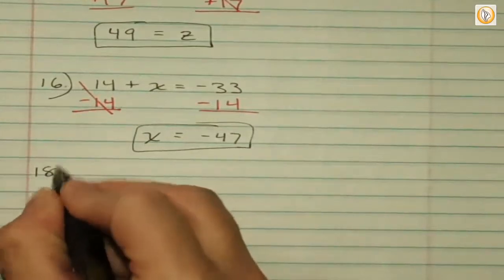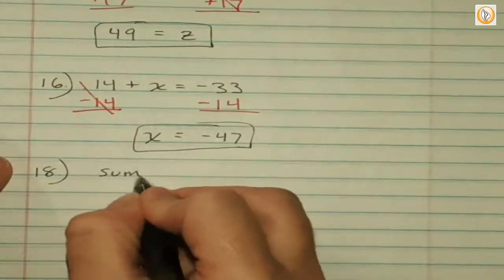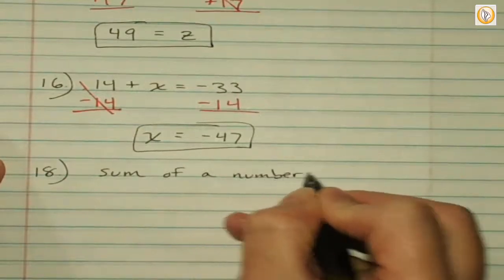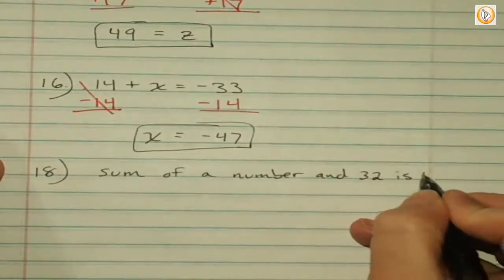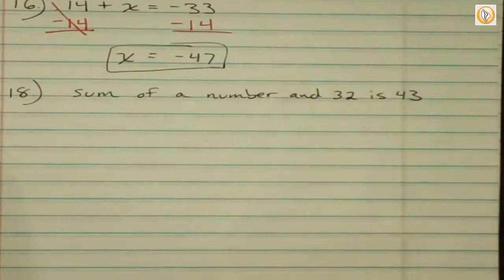All right, 18. We're going to do some words. It says write an equation using n for the variable. For each sentence below, solve the equation. The sum of a number and 32 is 43. Okay, this is Joseph's problem.